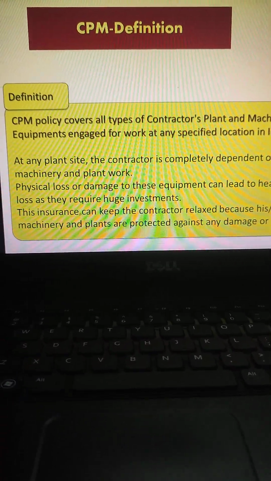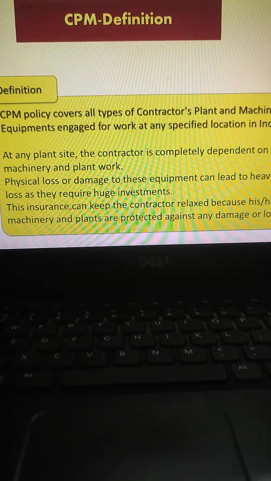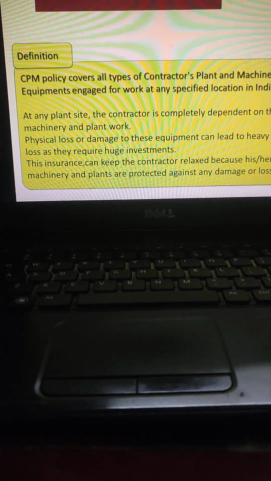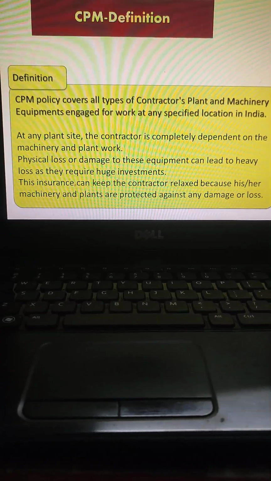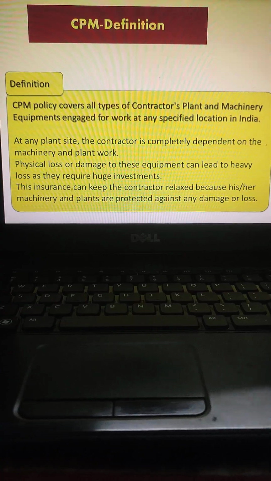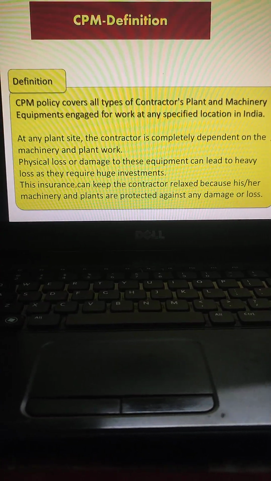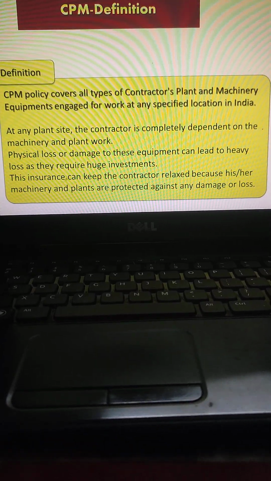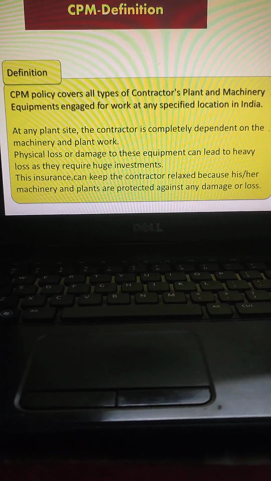As far as the definition of CPM insurance is concerned, a CPM policy covers all types of contractors, plant and machinery or equipment engaged for work at any specified location in India. At any plant site, the contractor is completely dependent on the machinery and plant. Physical loss or damage to these equipments can lead to heavy loss as they require huge investments. So the insurance can keep the contractor relaxed because his or her machinery and plants are protected against any damage or loss.